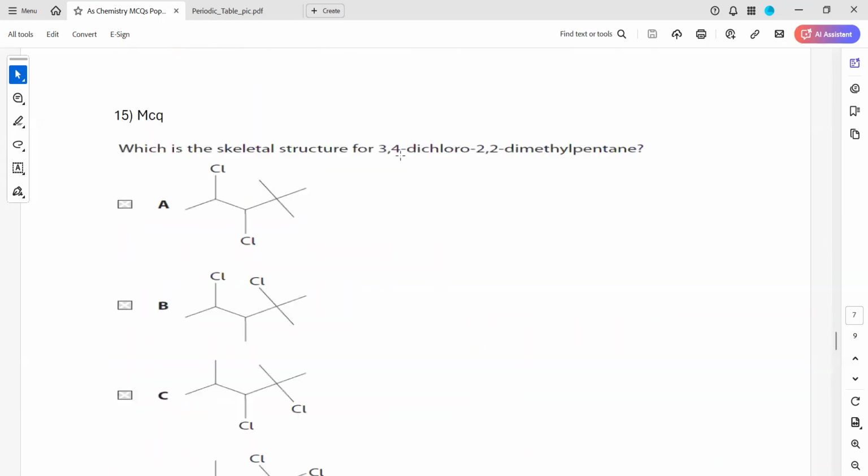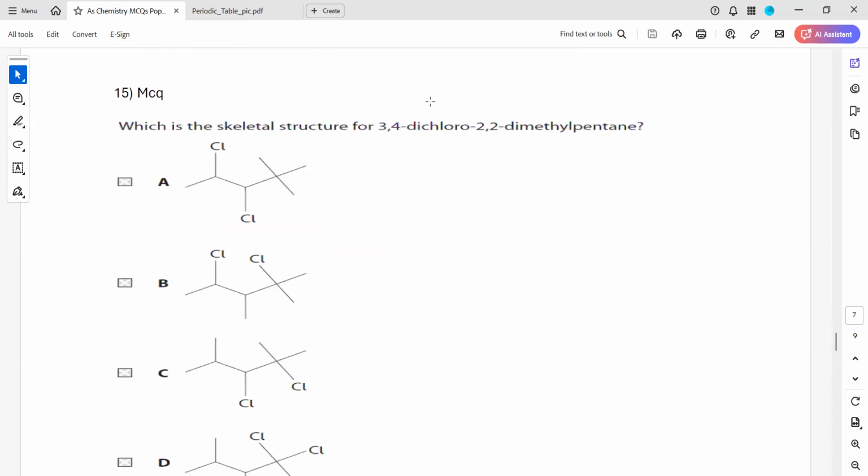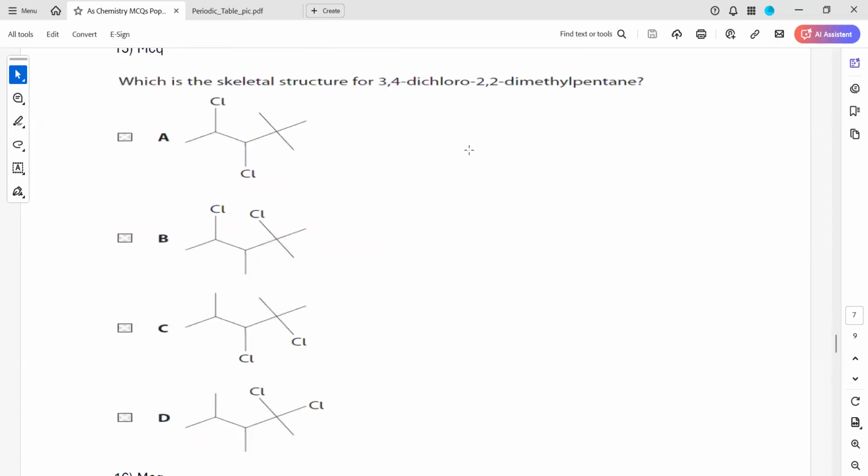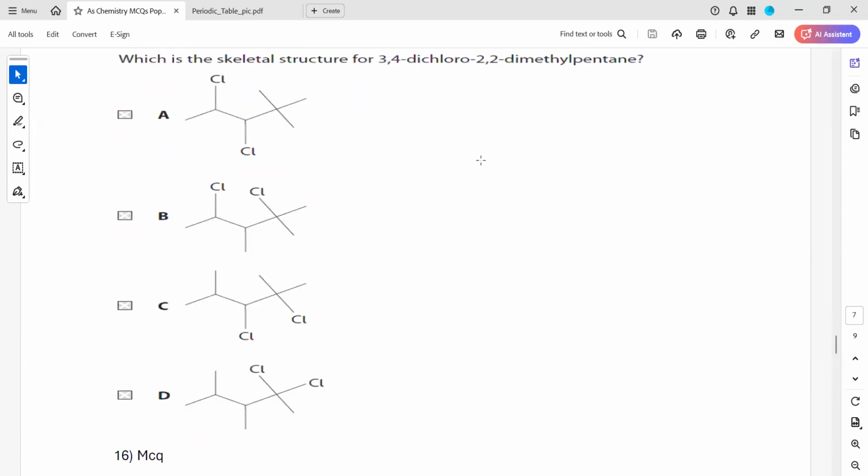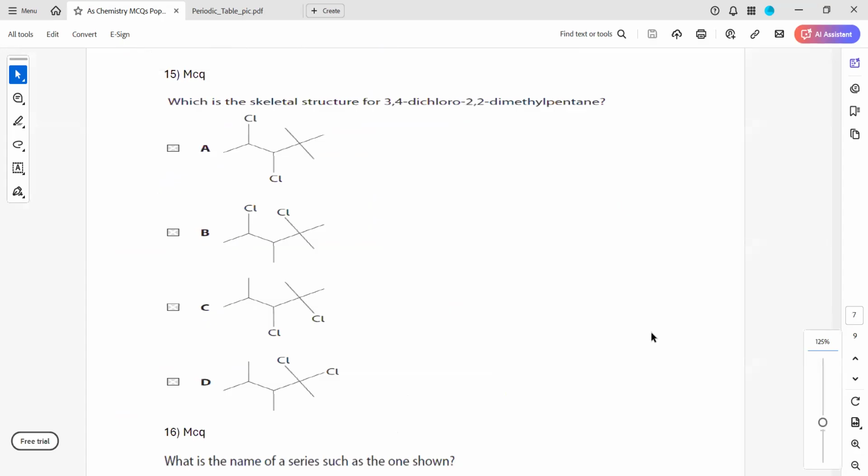Question 15. In question 15, which is a skeletal structure of 3,4-dichloro-2,2-dimethylpentane? First thing, whenever we want to name them, we have to select the longest carbon chain. And the numbering should start from the nearest functional group or branch. So when I select the longest carbon chain, say 1, 2, 3, 4, 5, or 1, 2, 3, 4, 5, the maximum I got is 5 here.